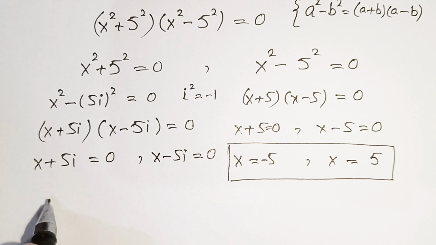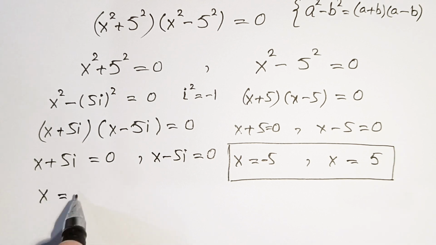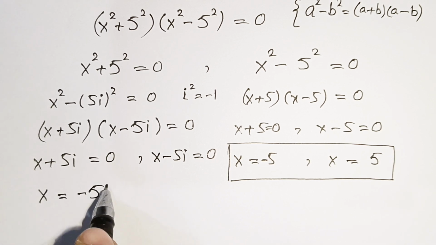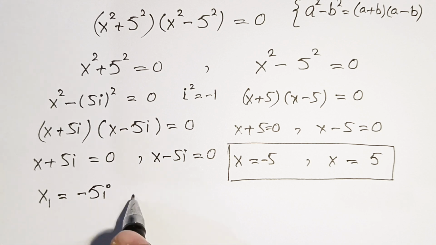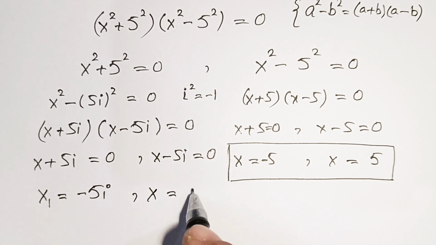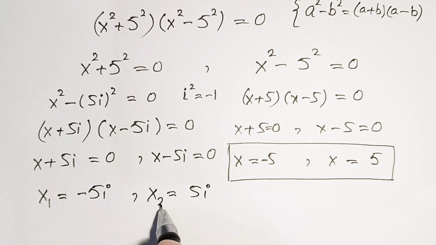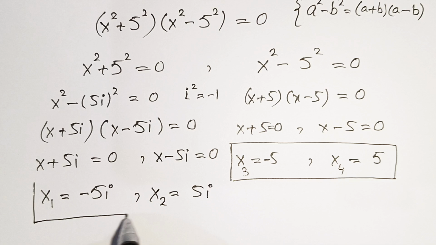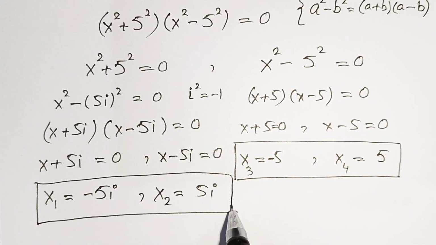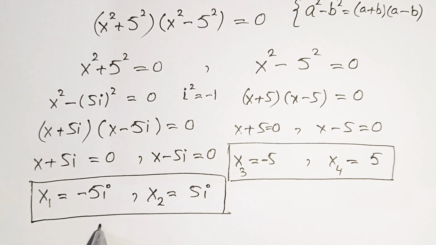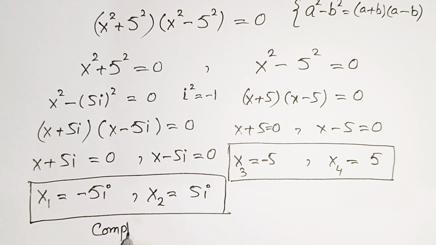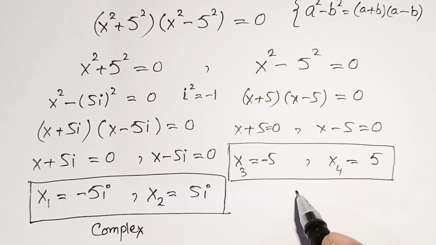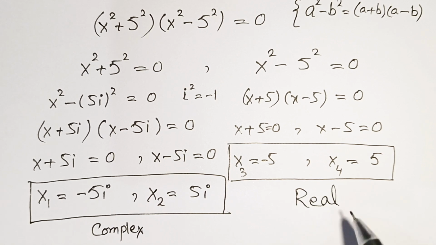Here we get again two values of x, which is x is equal to minus 5i. Let's say it is x1. So x is equal to plus 5i. Let's say it is x2, and these are x3 and x4. So we have four possible values of x. These two values are actually complex solutions. These are complex numbers, and here we have two real values.